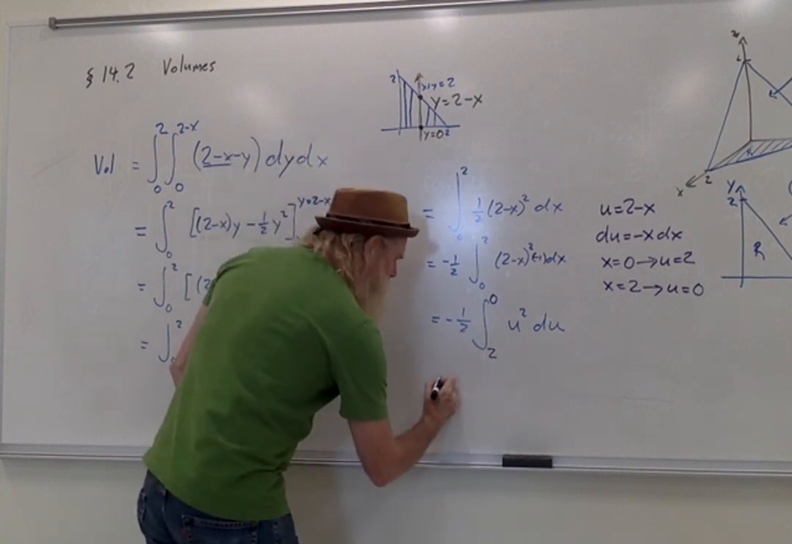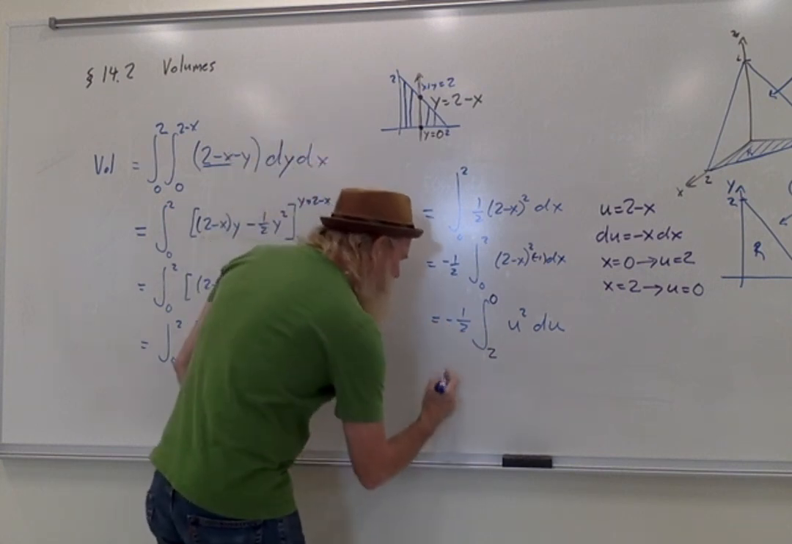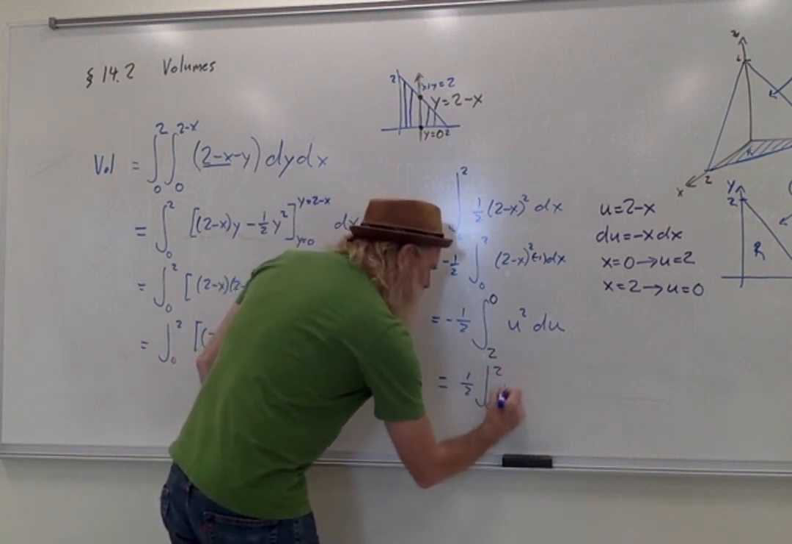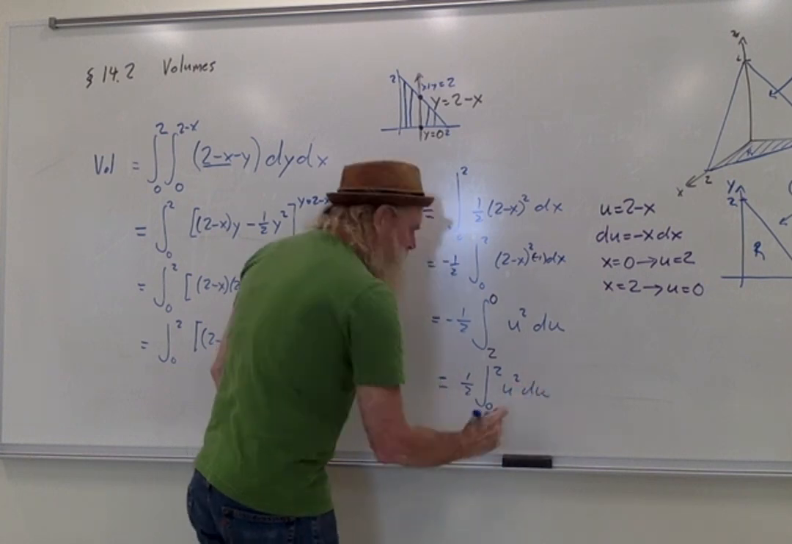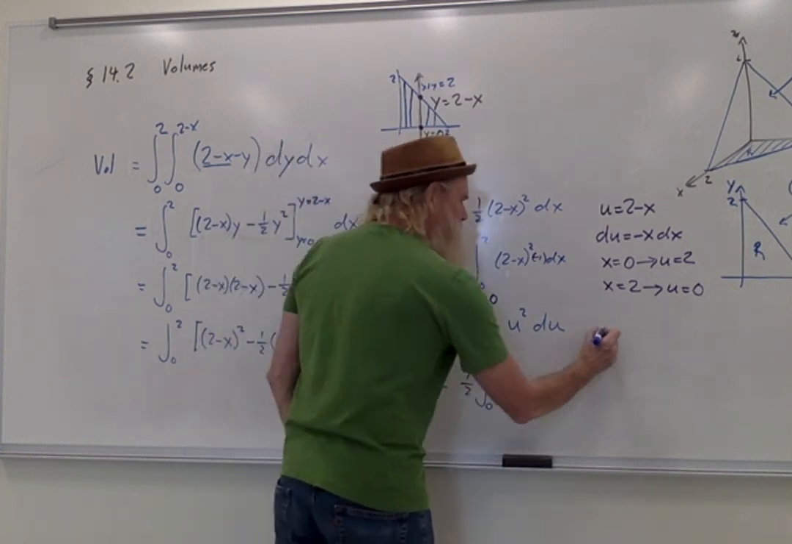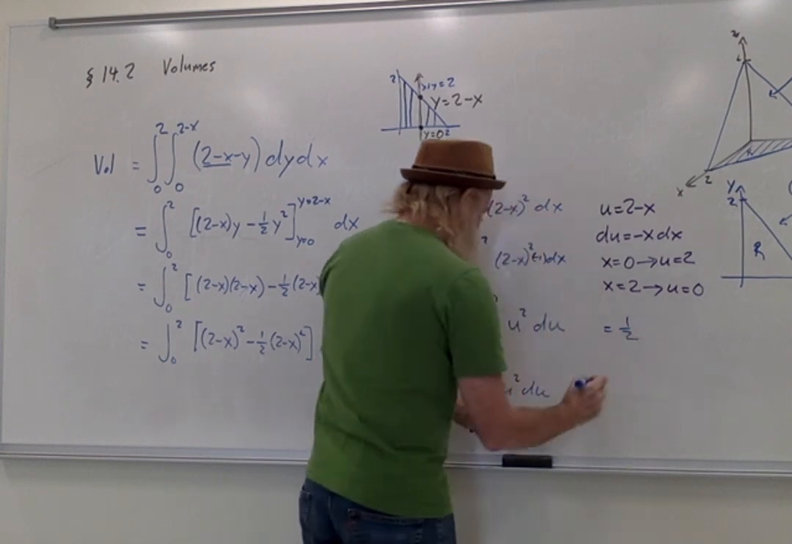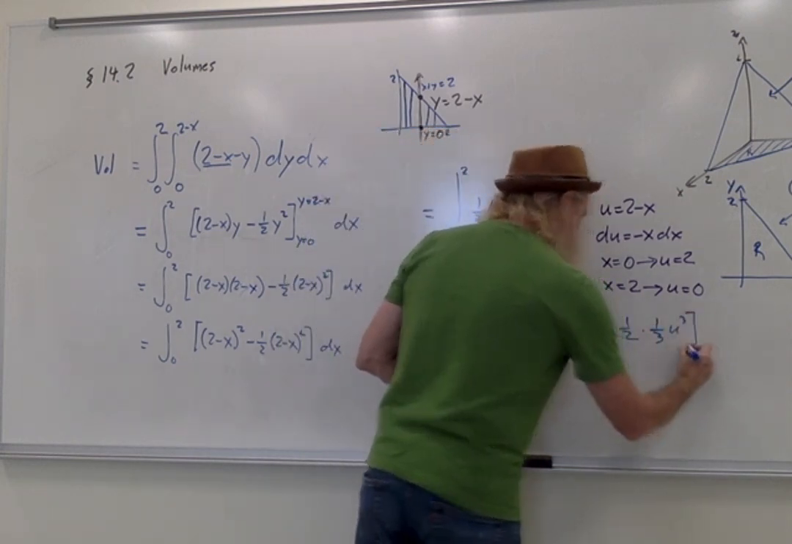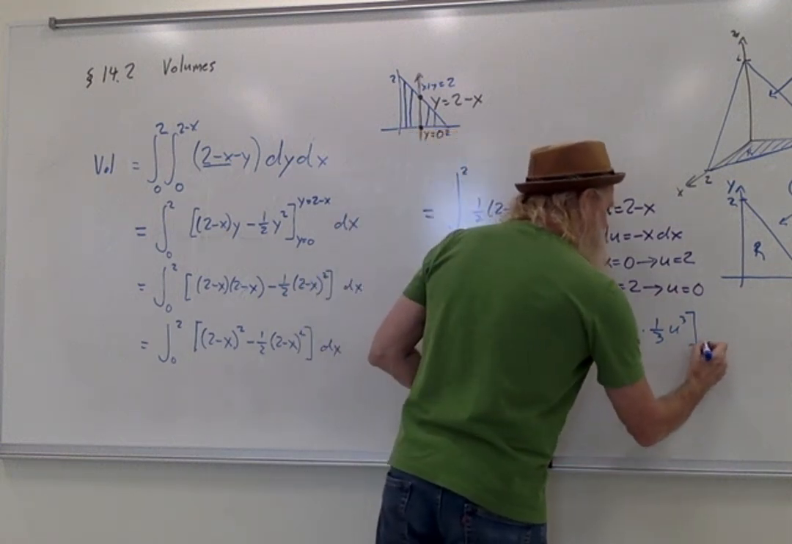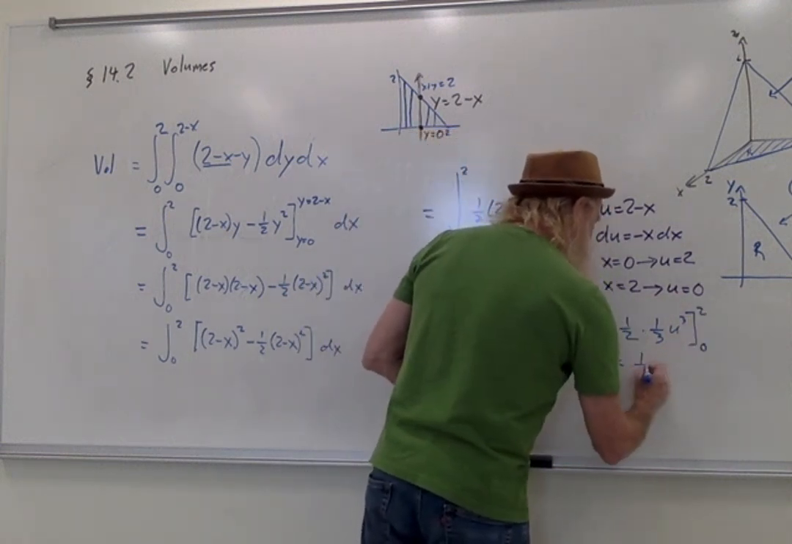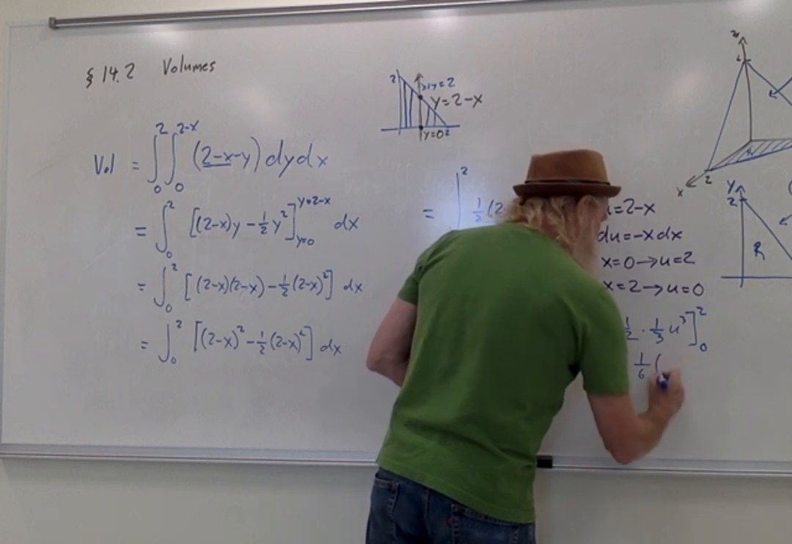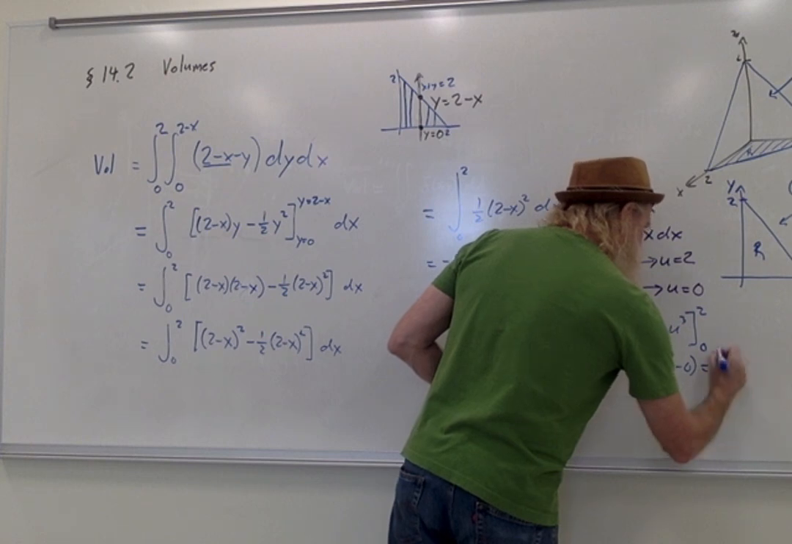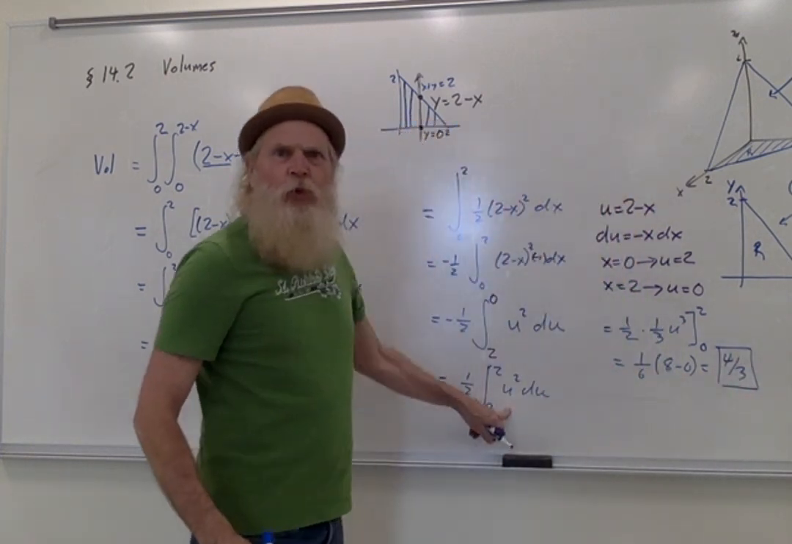Let's do it. That'll give us positive 1/2, the integral from 0 to 2, u squared du. And then that's super easy. The integral of u squared is 1/3 u cubed. I'm going to take that from u equals 0 to u equals 2. So I get a 1/6 of 8 minus 0, or 4/3.